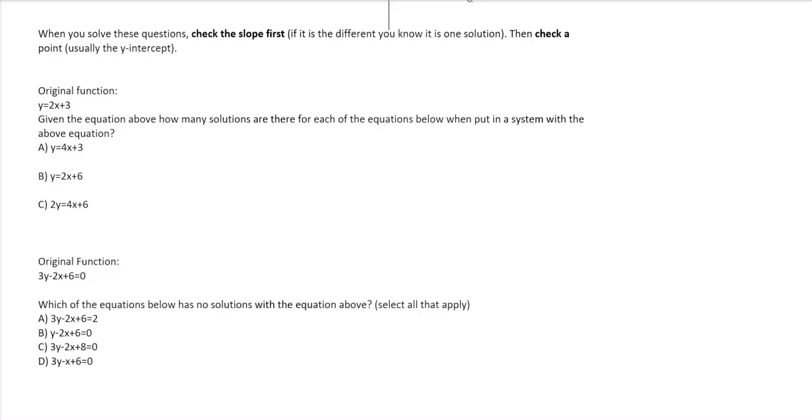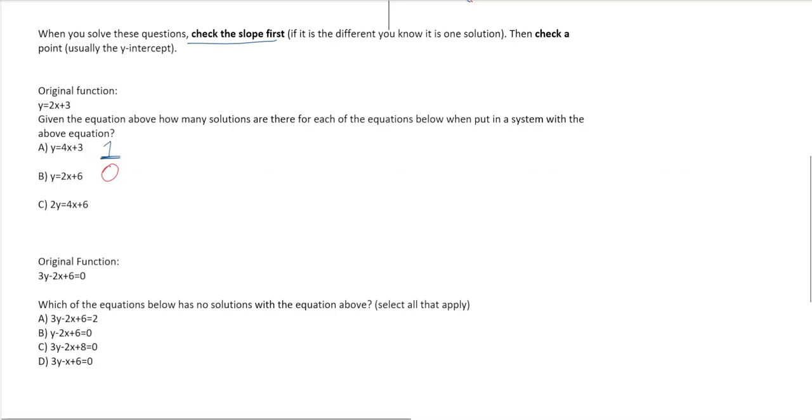So given the equation above, how many solutions are there for each of the equations below when put into a system with the above equation? So basically we need to check the slope first. So does this and this have the same slope? No. So this has one solution because the slope is different. Now, checking B, do they have the same slope? Yes, they do have the same slope of 2. Then you check a point, usually the y-intercept, and if it's the same, then you'd have infinite solutions, otherwise you're going to have 0 solutions. So this is 0 solutions.